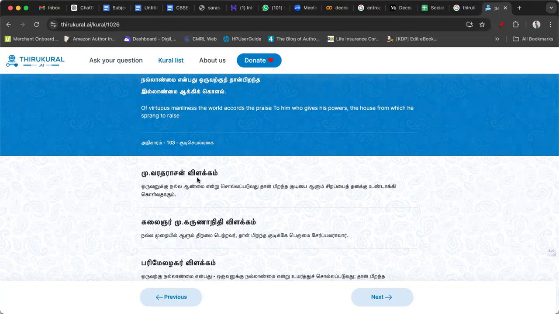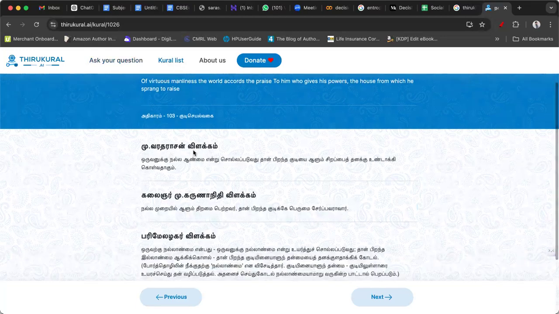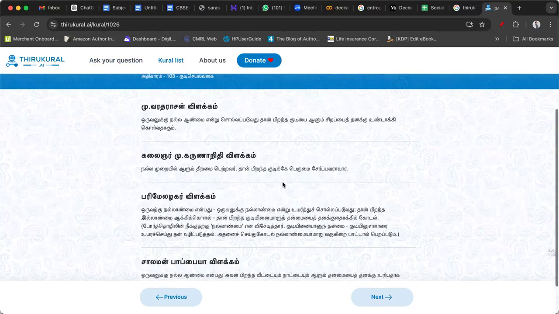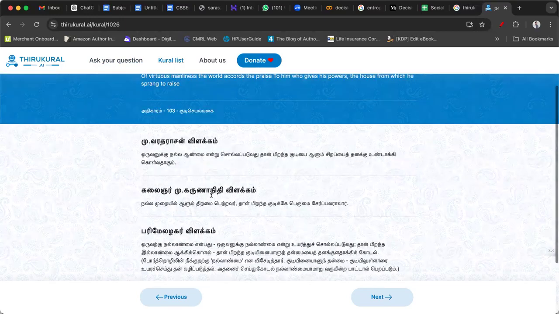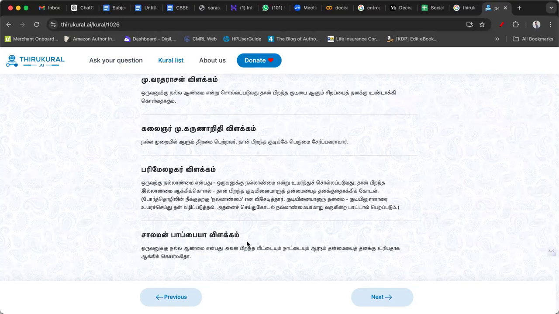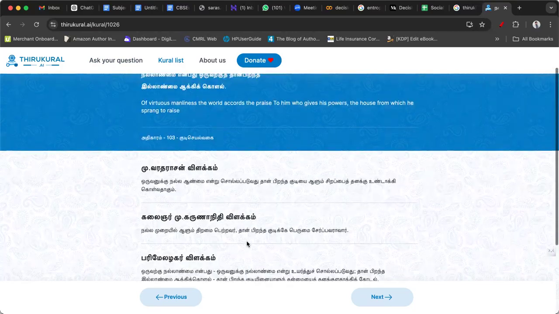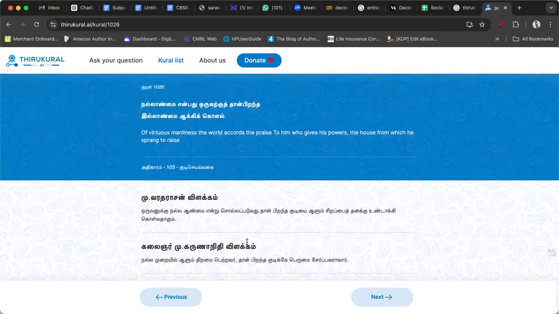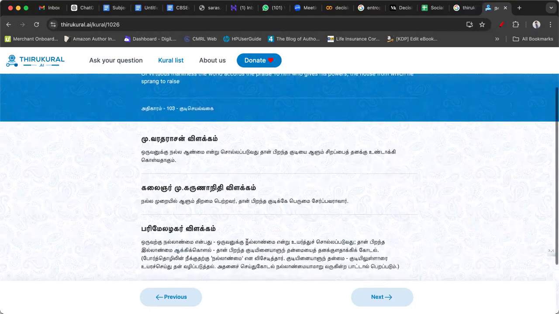This is also something I like. They keep on updating whoever has given the explanation for each and every Tirukkural. The four people's explanations, they are just updating. It is really amazing.